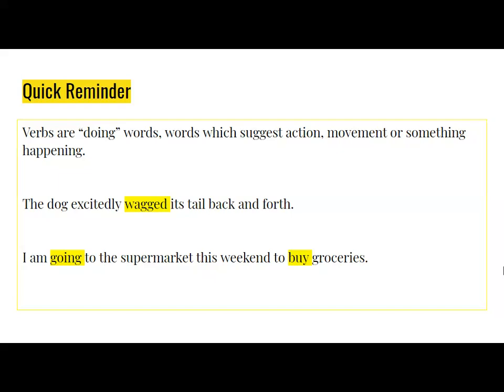And similarly, we might have multiple verbs in a sentence, as in the example, I am going to the supermarket this weekend to buy groceries. Going is the present tense of the verb to go, and of course to buy as well is a verb in this context.